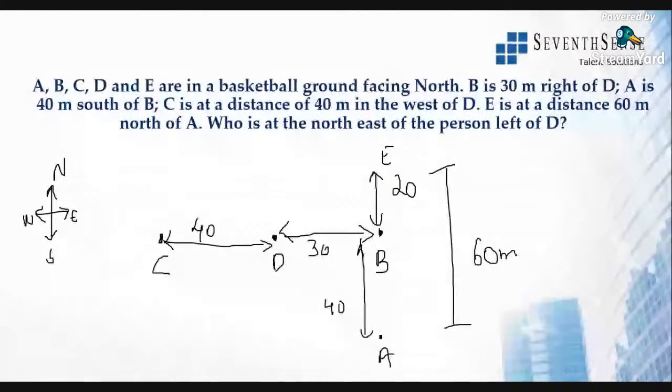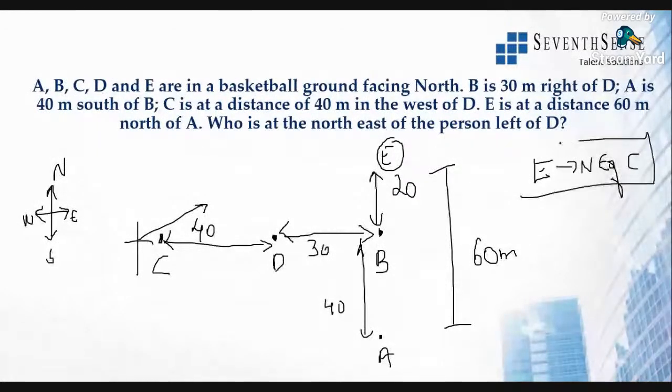Okay. Now what is the question that they have asked? Who is at northeast of the person left of D? So who is left of D? It is C, right? So from C, northeast side. So who is towards northeast? It is E. So answer is E is to the northeast of C. So according to this question, E is the answer. Clear, guys? Hope you got it.